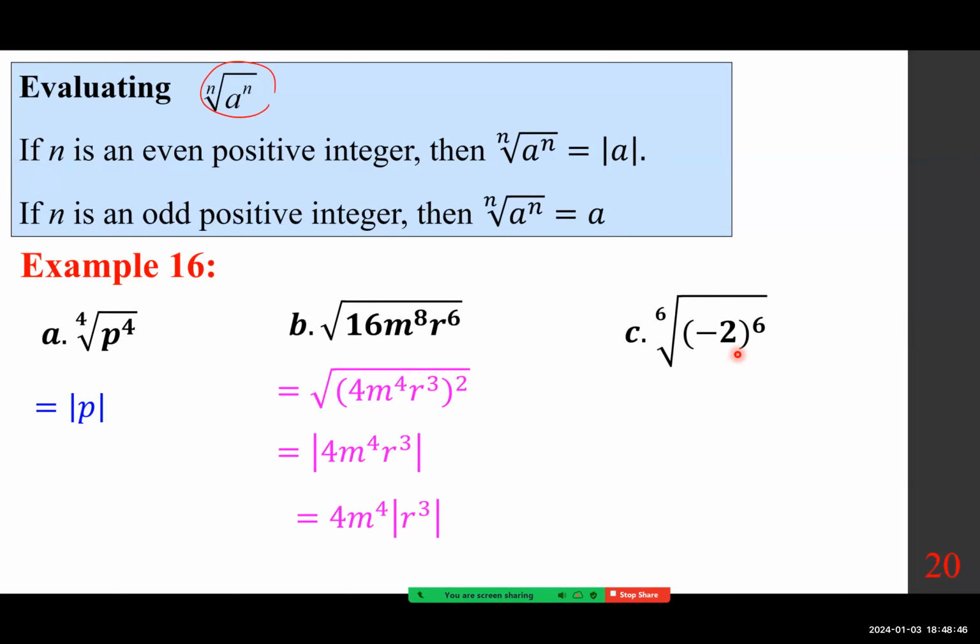What about this one? 6 and 6, they cancel each other, but you have to put this in an absolute value. And again, the reason why, because first you raise this to the power of 6, it becomes positive, and the 6th root of that is positive 2.